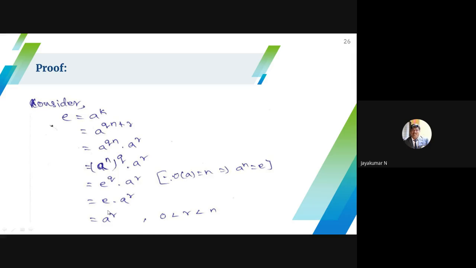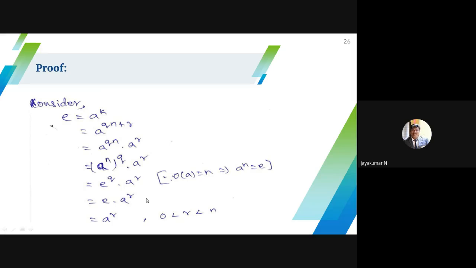What is r? I wrote that 0 is less than or equal to r less than n. What is the definition of the order of an element? A power n equal to e means n is the least positive integer, but here r is less than n. That means I can find an integer less than n such that a power r equals e. This contradicts the definition of the order of an element.